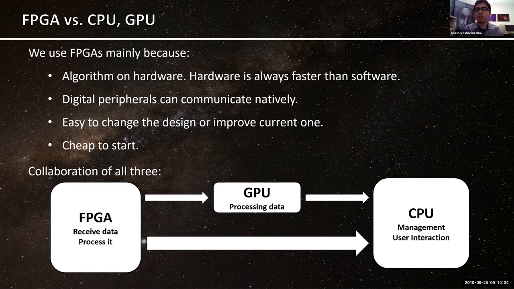However, some places use all these alternatives together, FPGA, GPUs, and CPUs. Usually FPGA is responsible for receiving the data, and then it will pass it to GPU to process the data very fast, and then it will hand it to CPU for user interaction or user management. Or in some applications, FPGA will process the data and pass it to CPU directly, and they don't use GPUs. But this is a very common setup right now. They use all three processors at the same time.